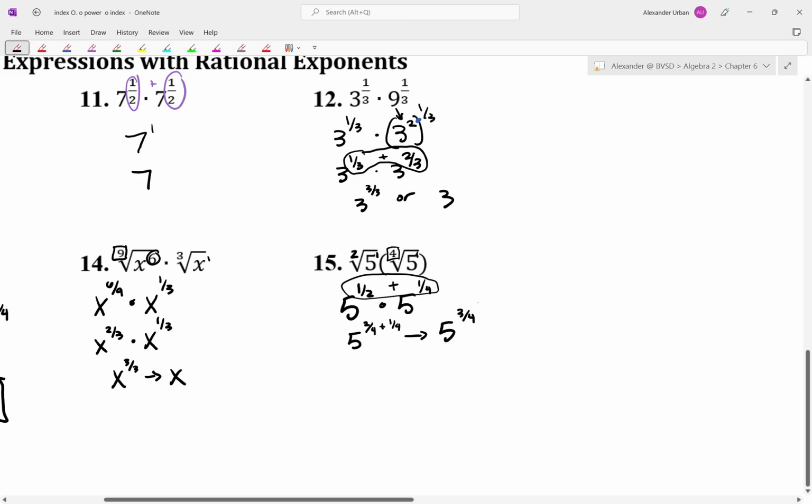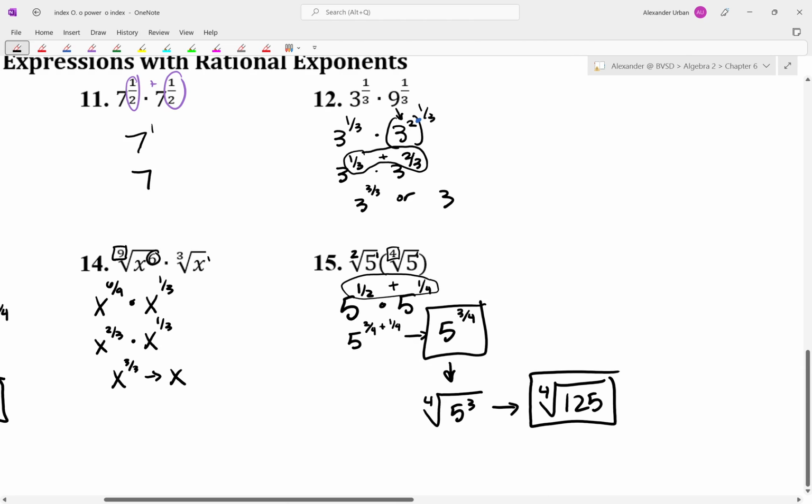Now I'm going to go above and beyond. This is where we need to stop right here. But just in case you want to see it, this is really the 4th root of 5 cubed, which would then turn out to be the 4th root of 125. So that's another way to look at this, just so you can see it.